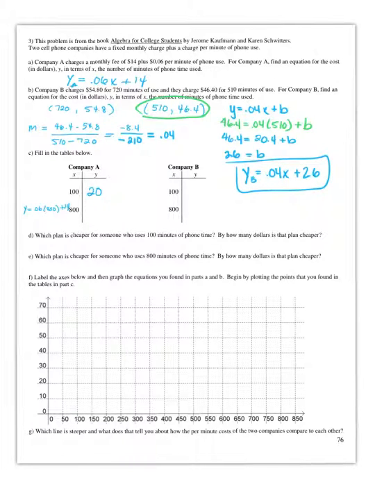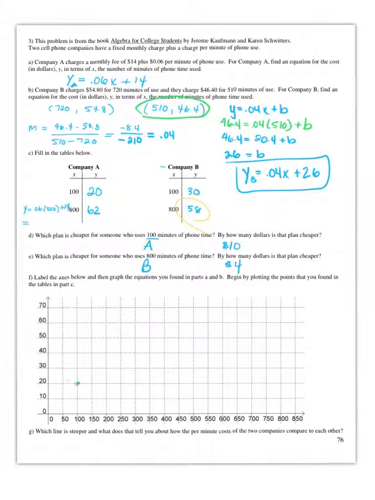If you've been talking on the phone for 800 minutes, again, you plug 800 into equation A above, and you can see you're charged $62. In the equation for company B, 100 minutes will equal $30 and 800 minutes will equal $58. Which plan is cheaper for someone who uses 100 minutes? So just looking up at the charts, we see it's only $20 for A and $30 for B, so it's cheaper for A by $10. At 800 minutes, it's cheaper to use plan B, and it's $4 cheaper.